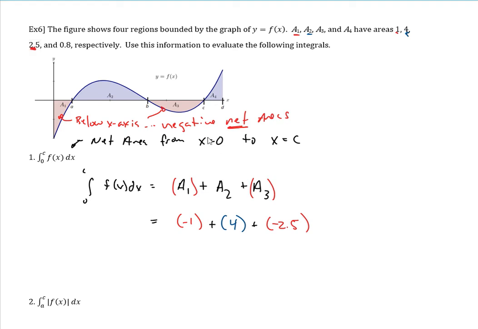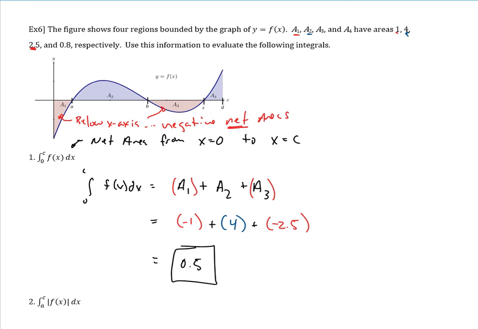Okay, so again, kind of confusing. That word net is very important. The integral is always doing net area. And then now we can add this up. It looks like it would be 0.5 as a final answer. So that's the net area. All that means is from 0 to c, there's just a tad bit more area above the x-axis than below.